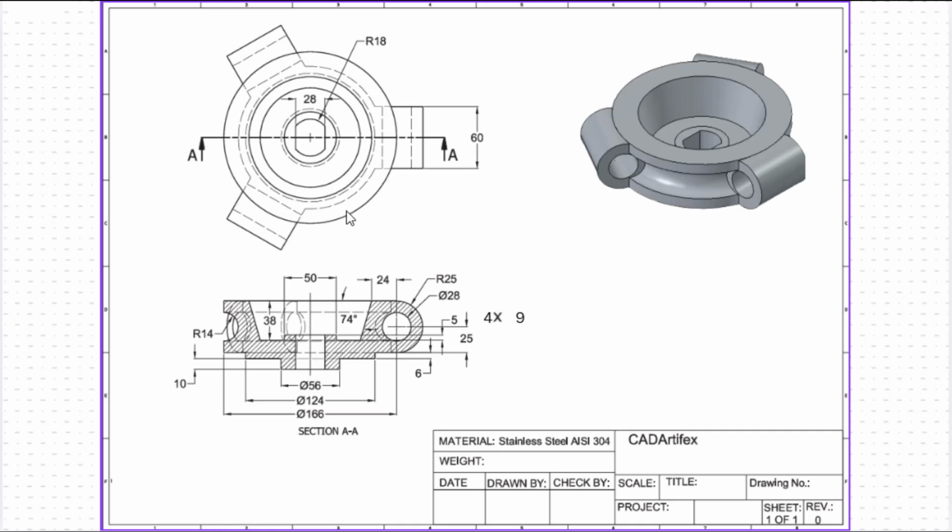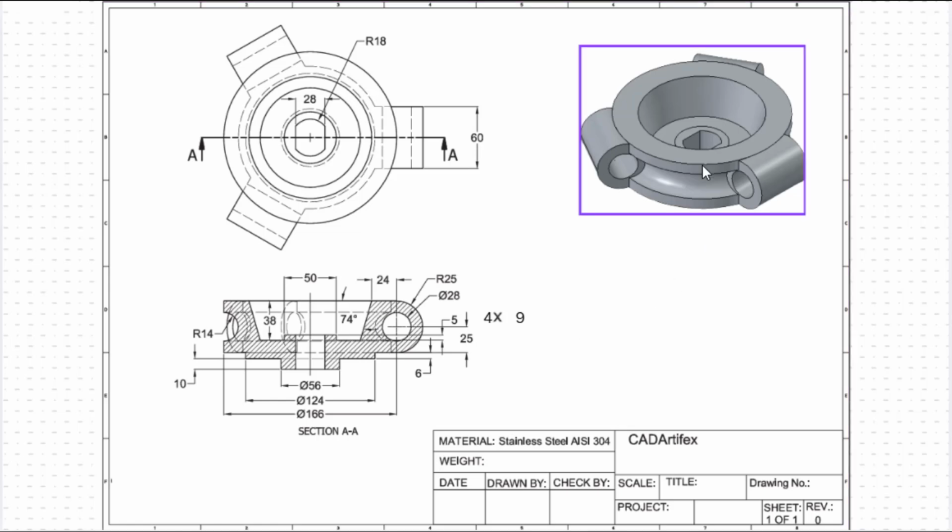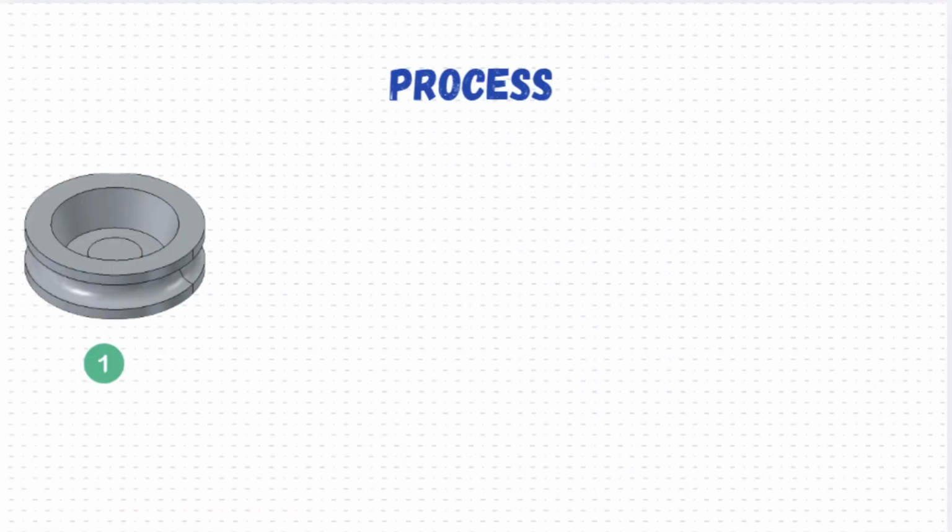A pipe flange body is a mechanical component used to connect pipes, valves and other equipment, providing a secure and leak-proof joint. Now let's look at the design process of this component. So this is our base feature. We will be creating a profile, then we'll be revolving it.